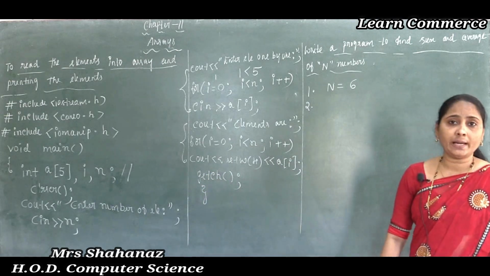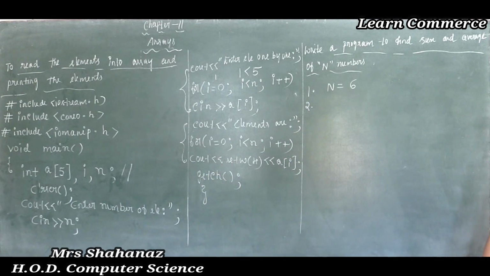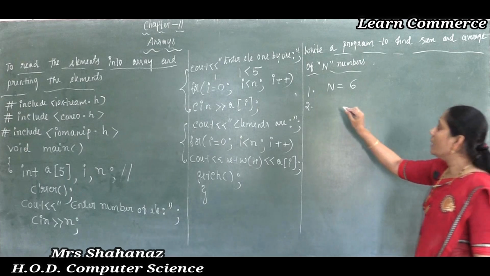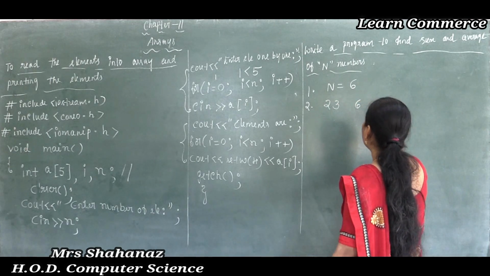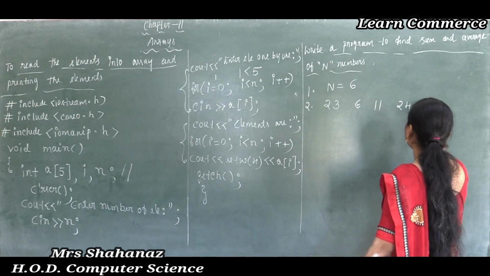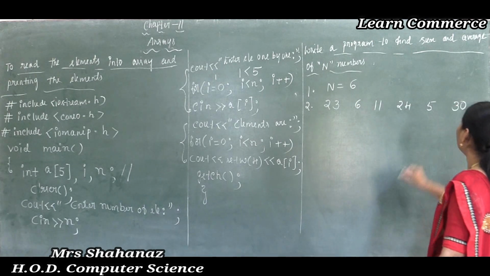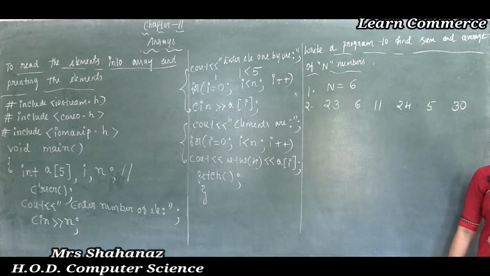In case of the second, now what are the elements I want to input through the keyboard? Just I am going to use the elements: 23 and later 6, 11, 24, 5, 30. ಈ ಎಲ್ಲ ಎಲಿಮೆಂಟ್ ನಾನು ರೀಡ್ ಮಾಡ್ತಾ ಇದ್ದೇನೆ, input ಮಾಡ್ತಾ ಇದ್ದೇನೆ.